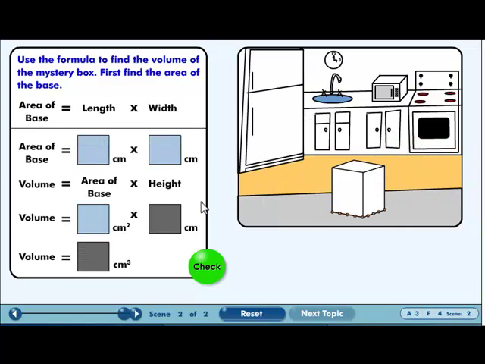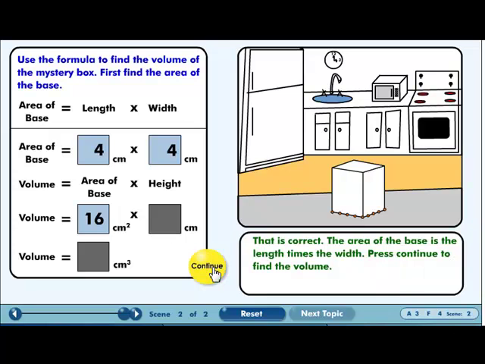Okay, so now we have a mystery box. We need to first find the area of the base, and it is 1, 2, 3, 4. So we'll type in 4, and the width is 1, 2, 3, 4. Type in 4, and so the area of the base is 4 times 4, which is 16. And let's check that, and that is correct. It's the length times the width of the base.